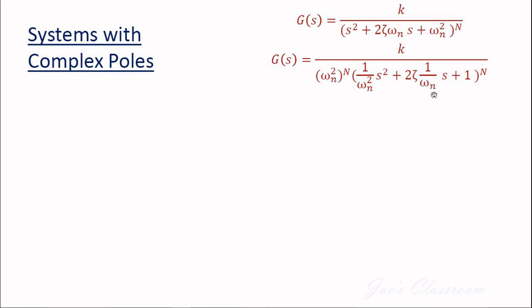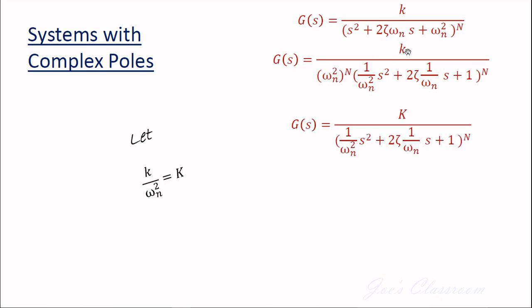Only one omega n will remain in the denominator, and this entire term becomes 2 zeta by omega n, and this is going to be a constant. Omega n being a constant will have a specific value. So this term I can combine with this k, and let me call k by omega n square the whole power n. The whole power n is missing here, that's a mistake, so it should be omega n square the whole power n. Let me call this entire term capital K. Therefore, the same expression can be rewritten in this form.